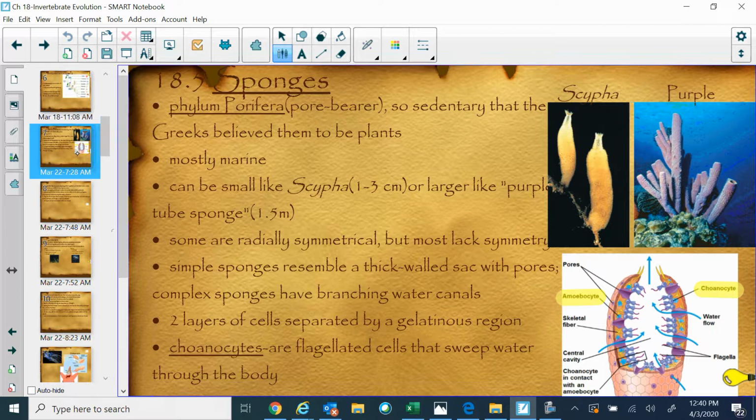Simple sponges are a sac with pores. Complex ones have some branching water canals. Of course, more complex, you would anticipate more evolved. They have 2 layers of cells separated by a gelatinous region. That's this little region here in blue. And they have these choanocytes, which actually pull water in through the body and push it around, and push it out. So water comes in this way and then leaves out through the top. That could be related to ingestion. That's the way that they take their nutrients in: they filter it, and they release the water out through the top.